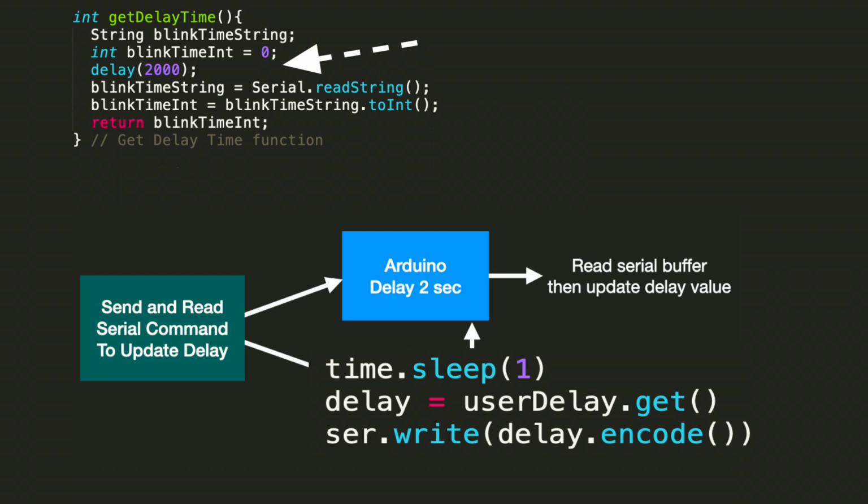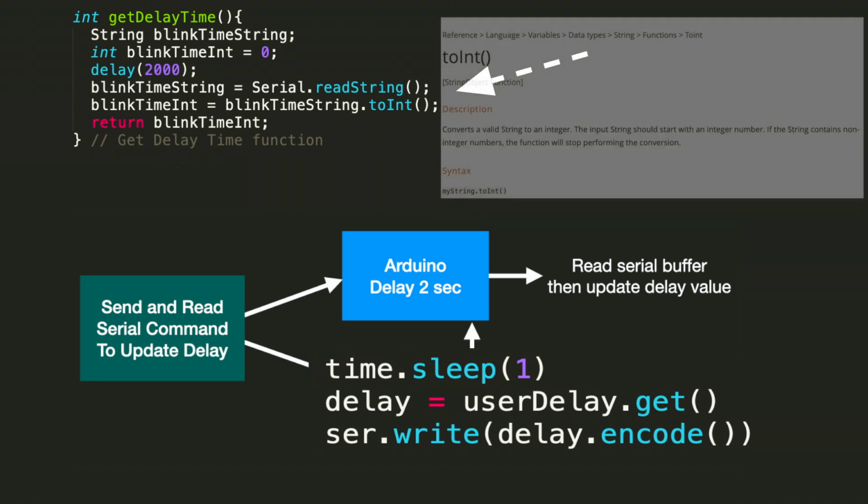Once we write that value, you see after the 2000 millisecond delay, we have blinkTimeString equals serial.readString. This is when we're actually reading the value that we process from Python. And you can notice here in the variable names I have blinkTimeString followed by blinkTimeInt. And I personally choose to name my variables this way so I know which type I'm working with.